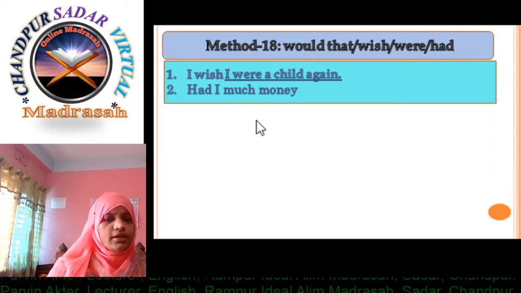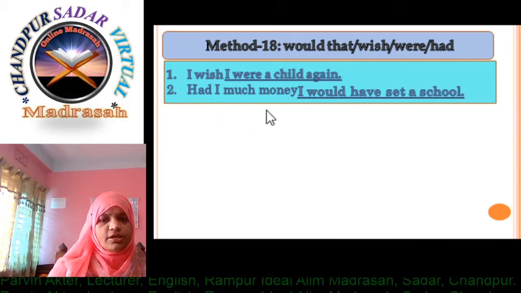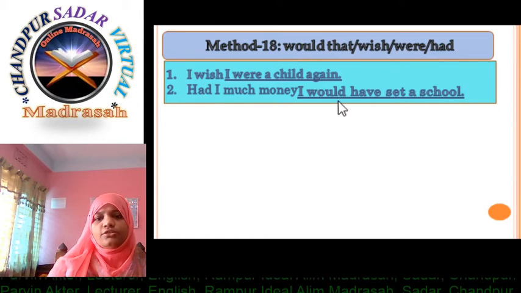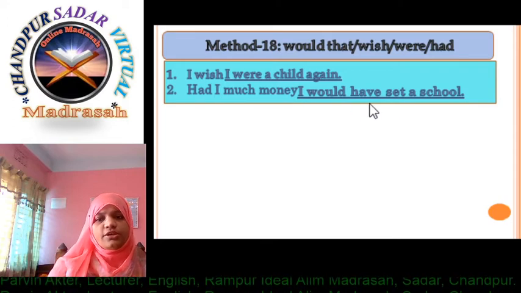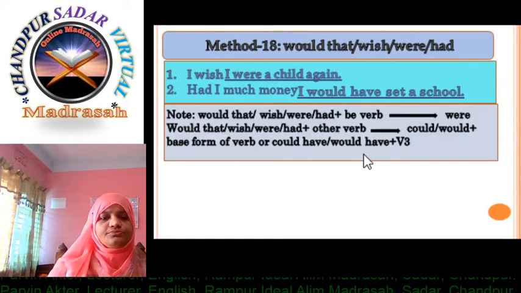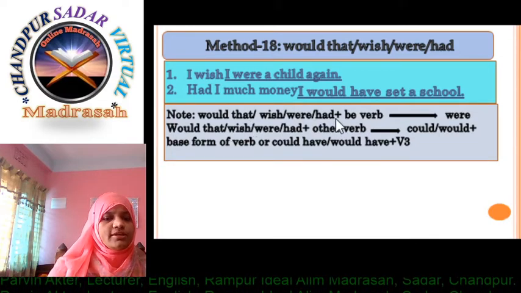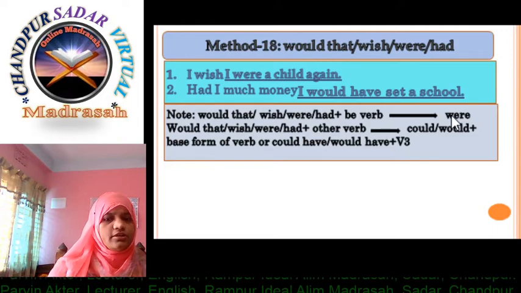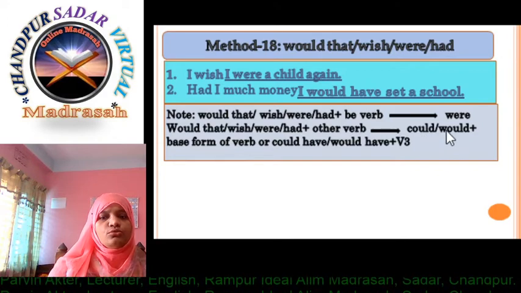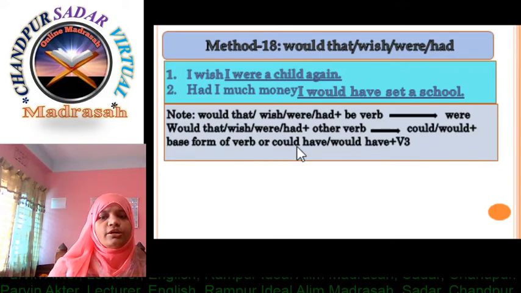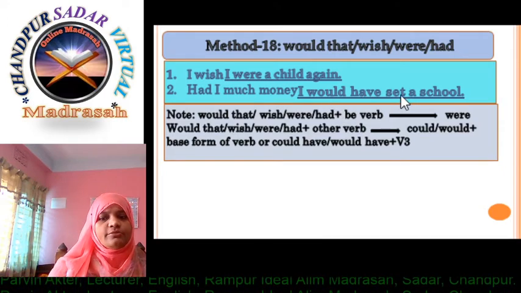And the second one: Had I much money, I would have set a school. That means if the sentence starts with had, you have to use would and verb 3. Had I much money, I would have set a school. So note: would, that, wish, were plus had. In the case of be verb, we have to use were, as I have already mentioned. And with other verbs, could or would or base form of verb, or would have verb 3. Here we have used would have and verb 3.